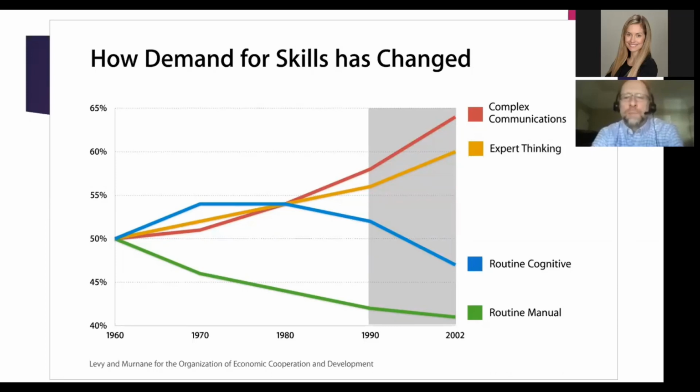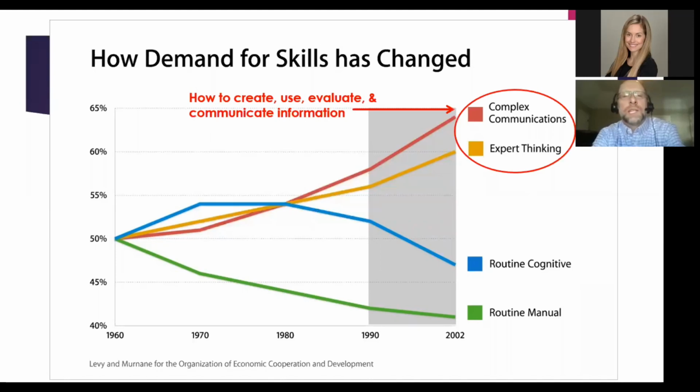This really isn't terribly surprising, I think, for most of us. We've seen this. Things like complex communications, expert thinking. I think of those things basically as how to create, use, evaluate, and communicate information. One way to think about it is you're in an information industry. If you can work from home now, that's a pretty good sign that your job is pretty much on the information side of things. Making things is still important, but being able to manipulate, use, create, and evaluate information is becoming more and more important.